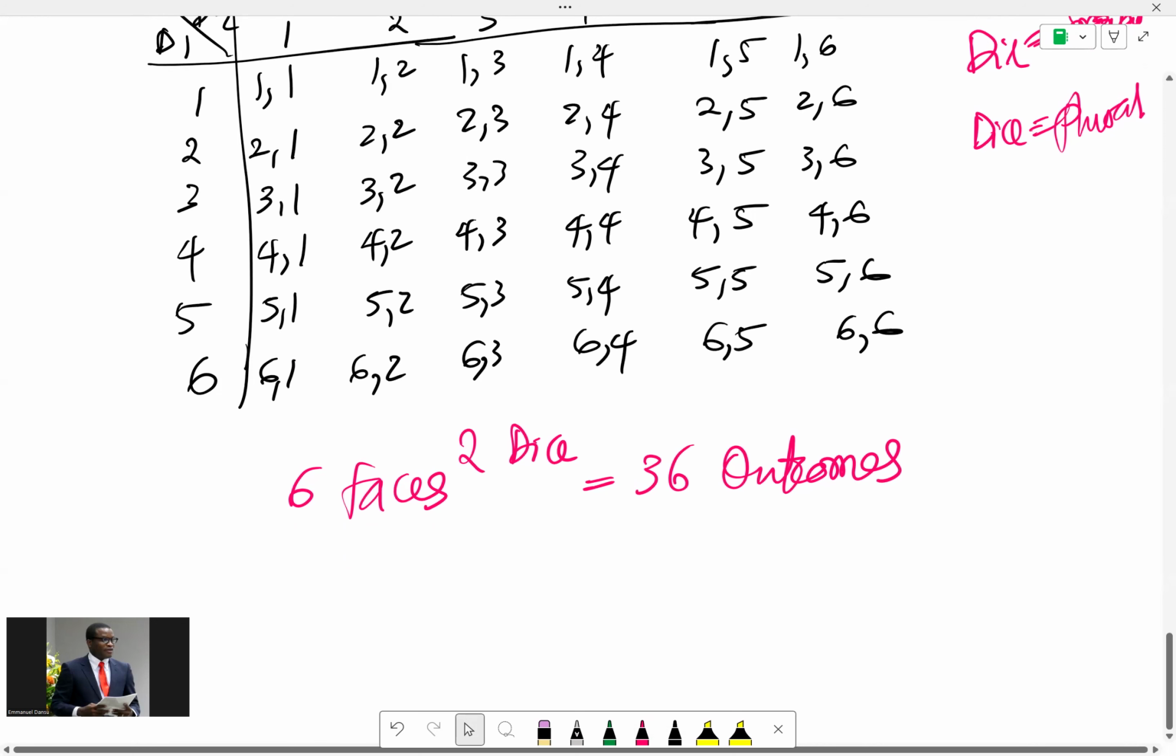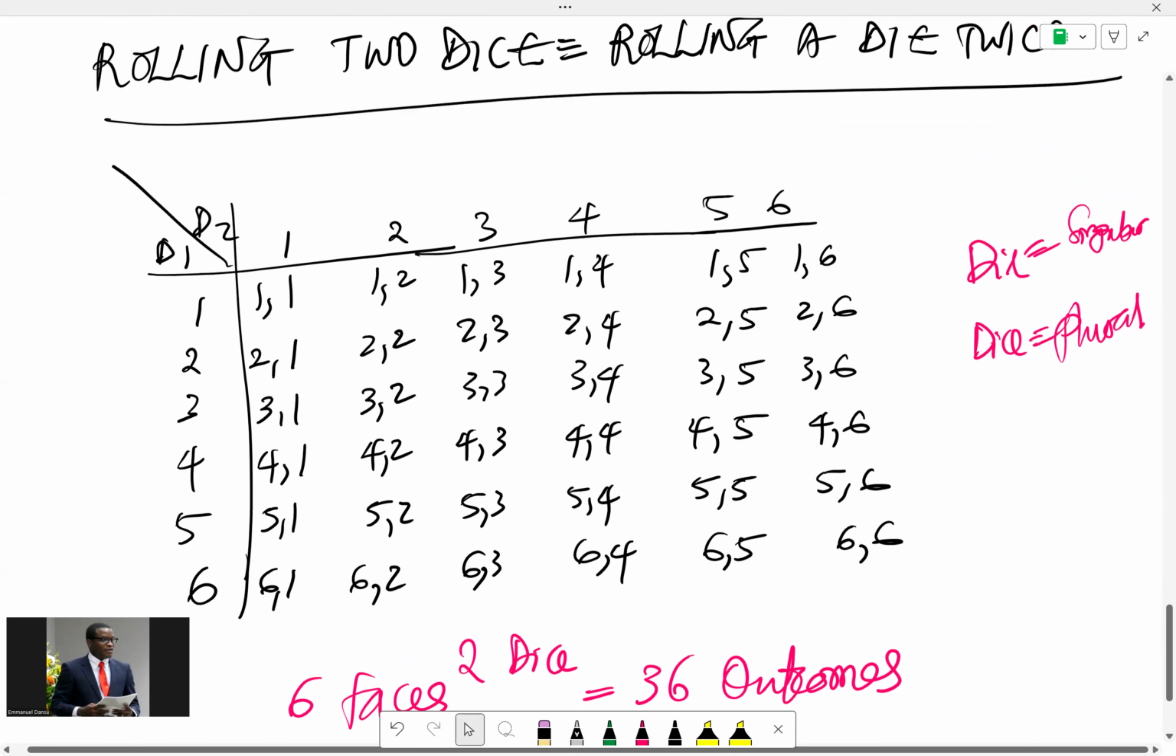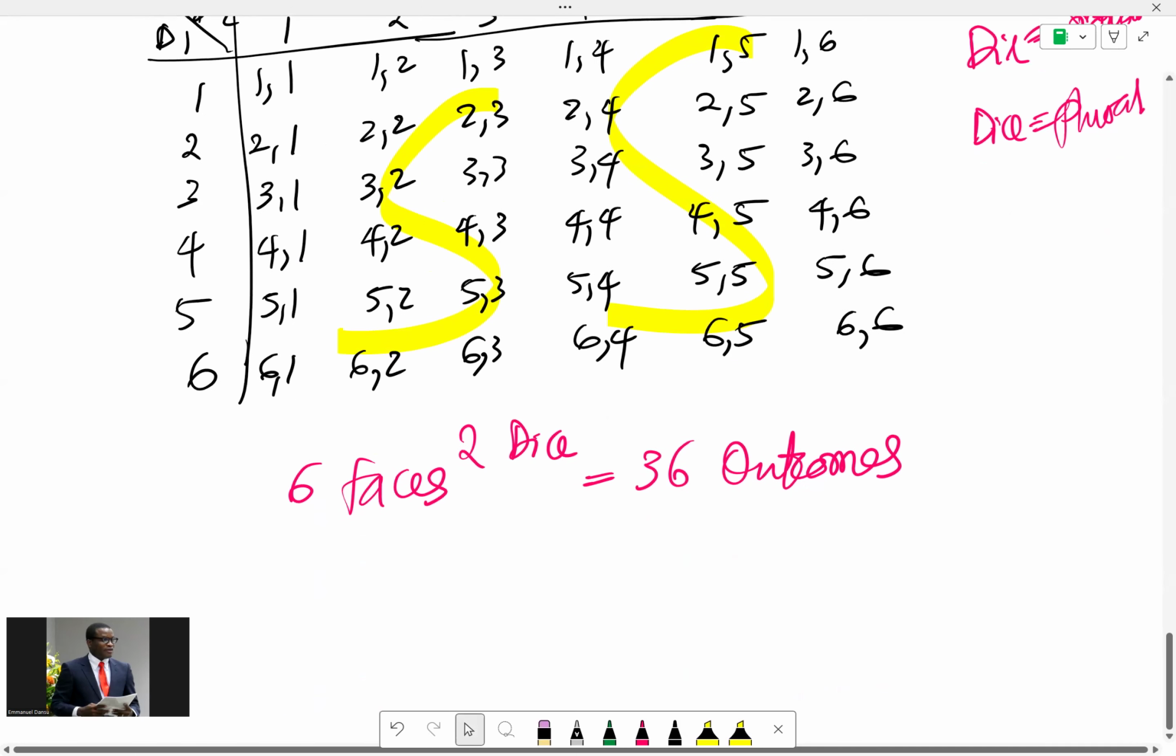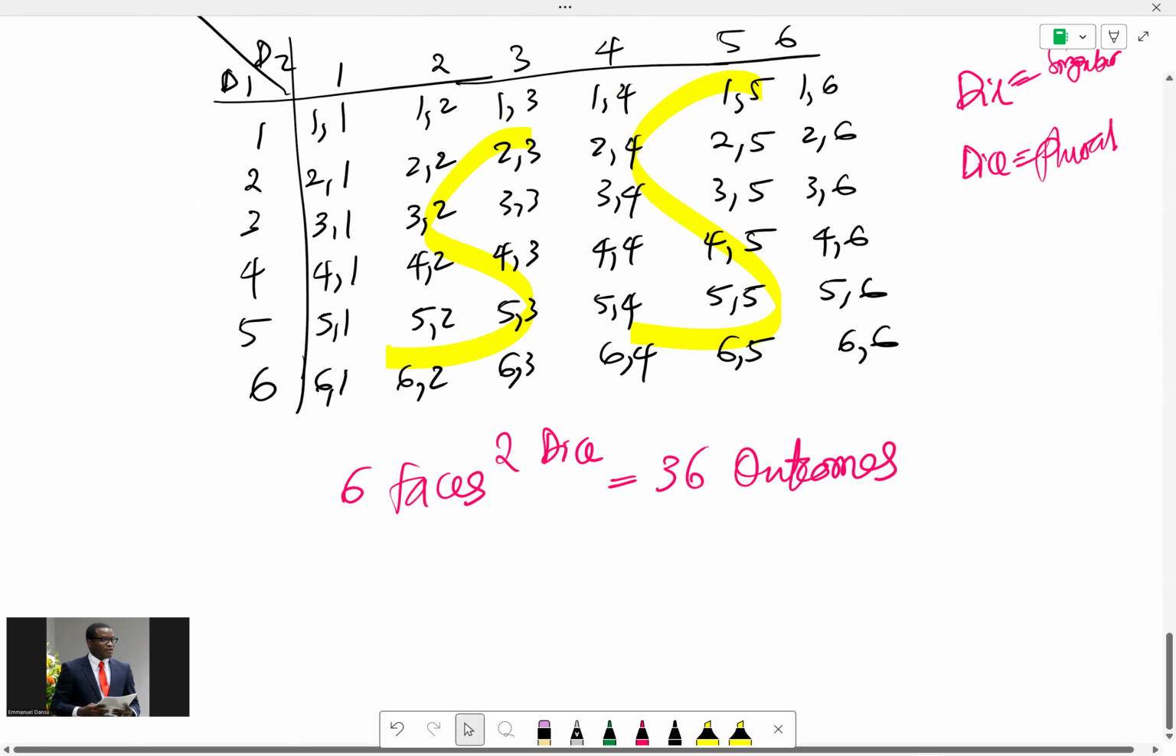So now you know your sample space. Everything here is your sample space. Okay, now the questions can begin to roll in.